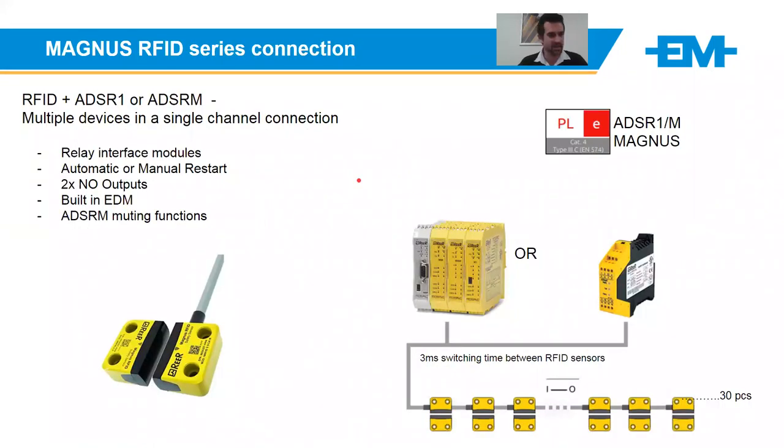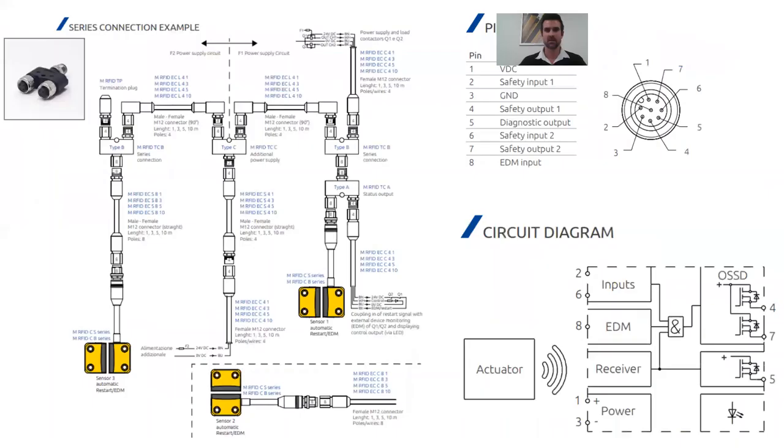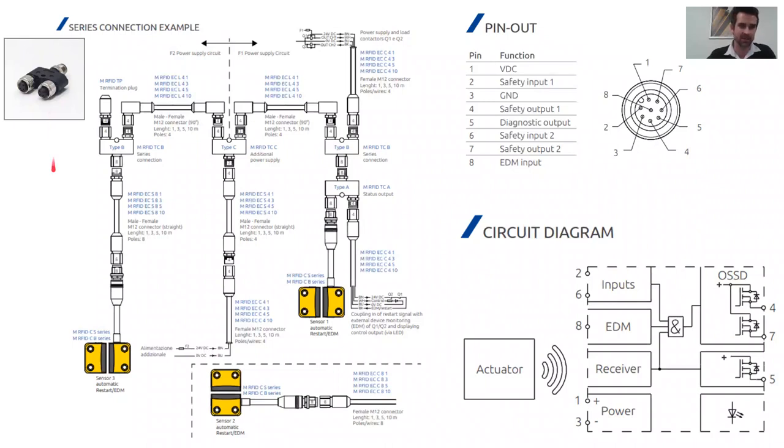It's also possible to connect these RFID sensors in series. So if you wanted to reduce the amount of input channels used, and if gate 1, 2, or 3 are opened you want the same result to happen, you could series up these sensors and take one input into, say, an ADSR1 or an ADSRM. This is done by adding in certain Y-connector M12 units. A particular type of Y-connector inserted would be able to have the input signal and the output signal transmitted to the next sensor.